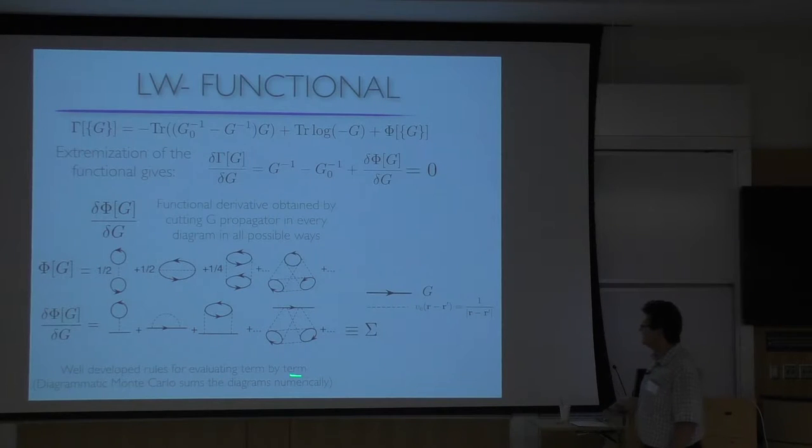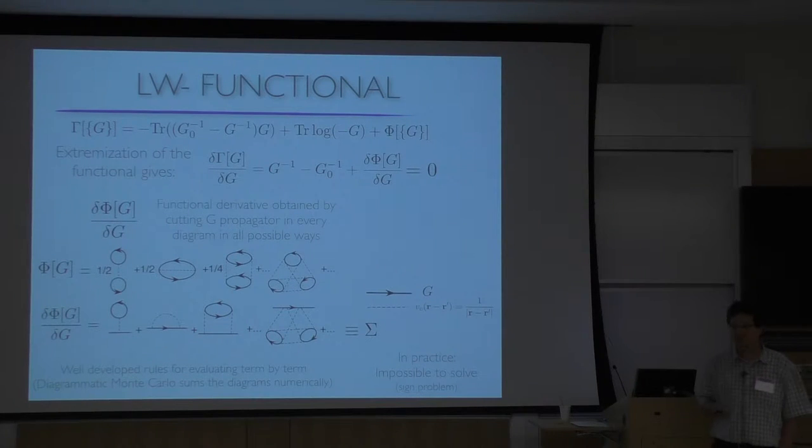Now it turns out, of course, for this functional phi, there are well-developed rules, Feynman rules. They're very well known, and one can attempt to do diagrammatic Monte Carlo to sum all these diagrams up. This is what, for example, Prokofiev is pursuing, and he managed, at least in some models, to sum all the diagrams up with Monte Carlo if the sign problem is not too severe, and that in principle can be done. Now, of course, in most interesting problems, summing all the diagrams is impossible, and we need to resort to some approximations.